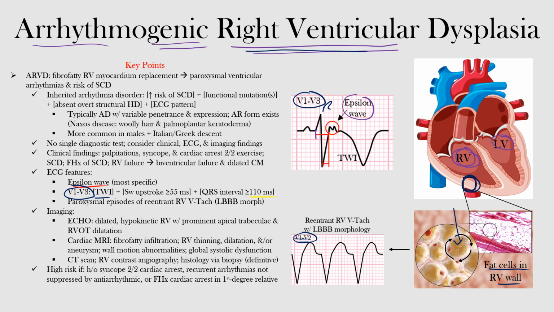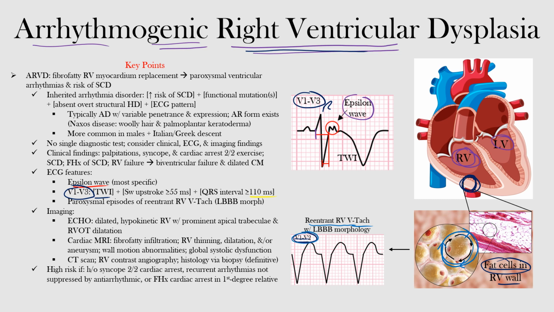Obviously it can move to involve the left ventricle, but if you have the right ventricle affected, you get these fat cells in there, and you can have these reentrant arrhythmias that develop around them. Imagine that you have these arrows just moving around this, so you have this reentrant ventricular tachycardia originating from the right ventricle, so we call it reentrant right ventricular VTach, and it has this left bundle branch block morphology, as you can see here in these right precordial leads.